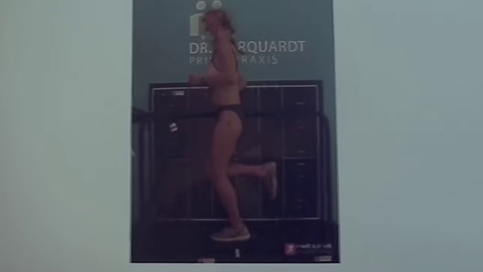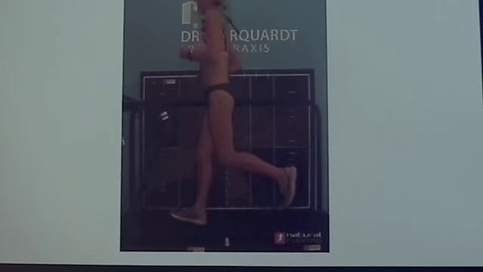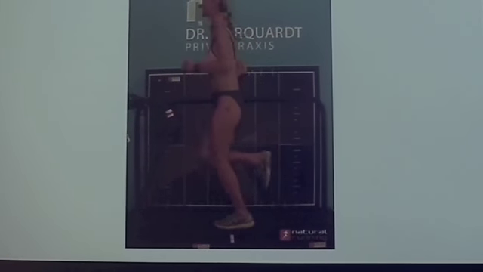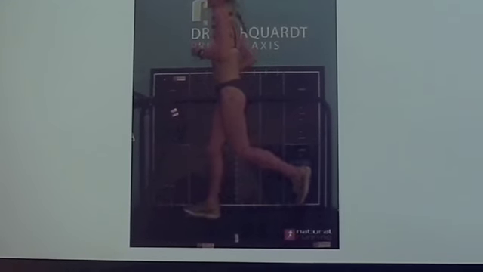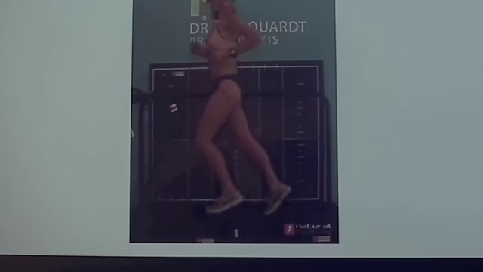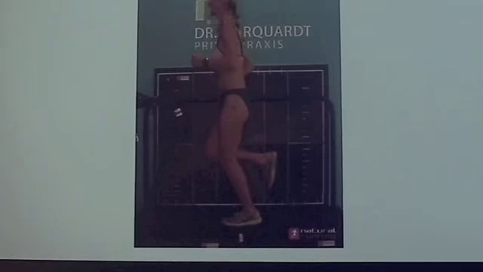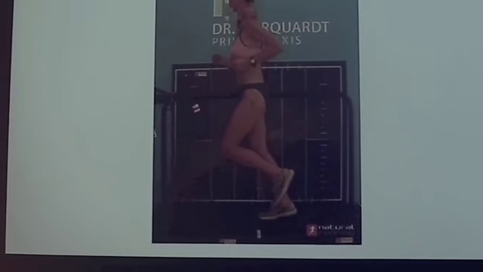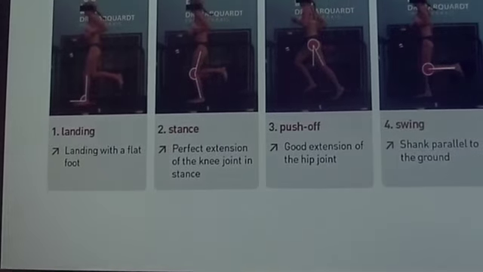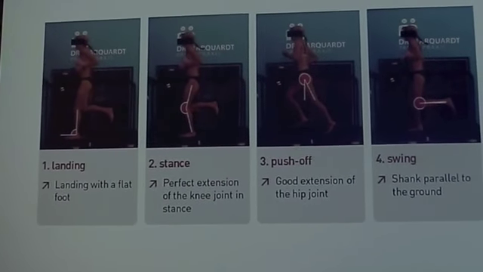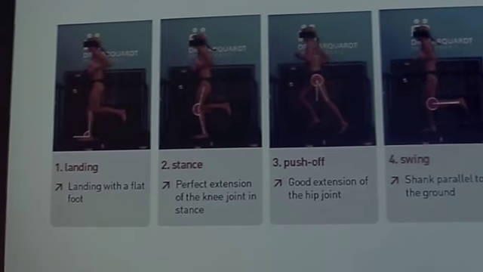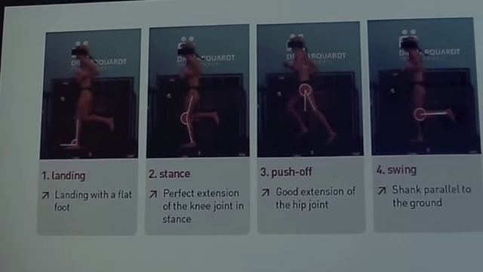Let's have a look at the midfoot striker. This midfoot striker has learned running in one of my clinics, and she's not running fast here. She's only going 10 kilometers per hour, not really fast. But if we have a look at that in this four-point analysis, we see pretty different pictures. When she lands, we have a vertical lower leg, with the foot touching the ground flatly.